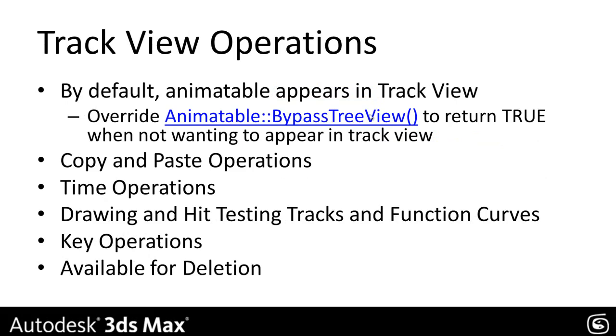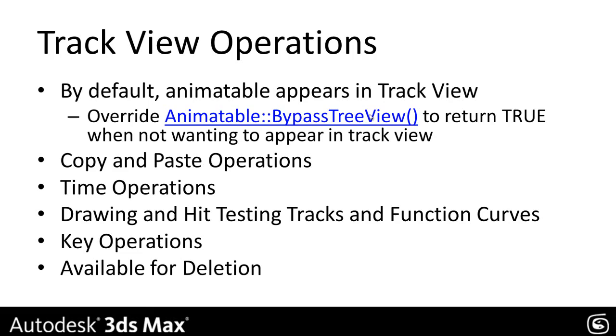So for track view, by default, the animatables do appear in track view. And again, you can bypass the tree view, implement that function to return true, and it will not appear. And then there's the copy and paste operations, which is something we talked about with that sub anim to ref num operation.